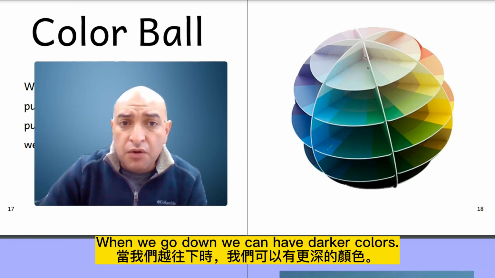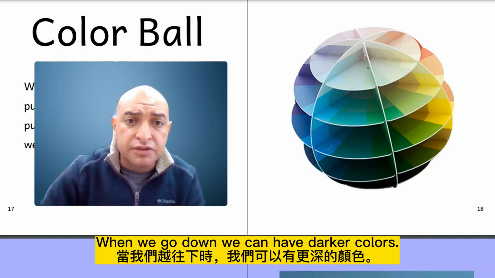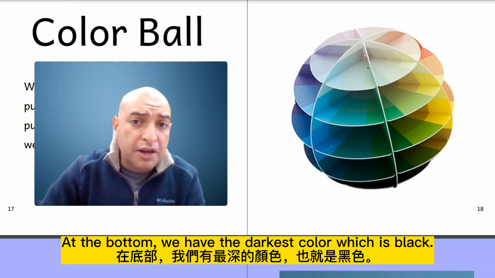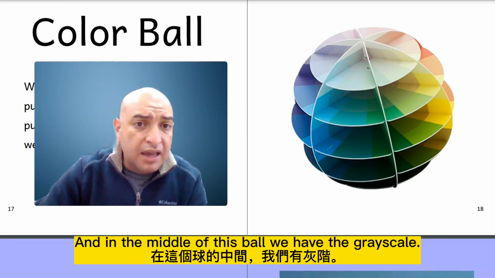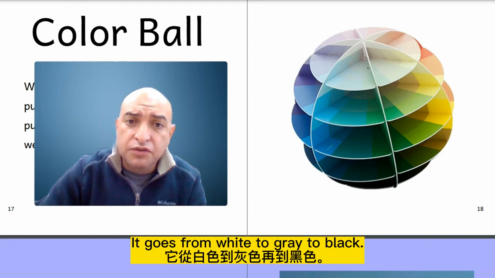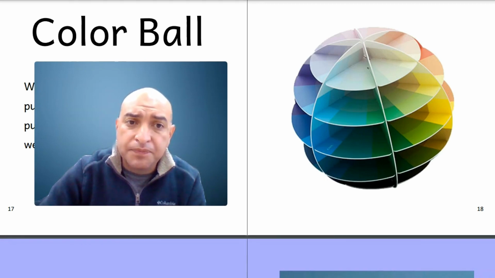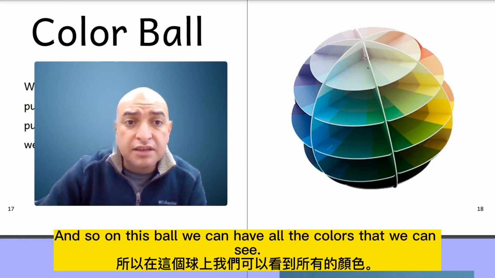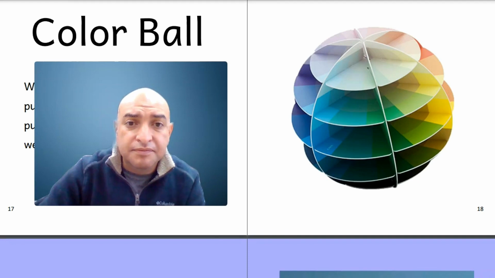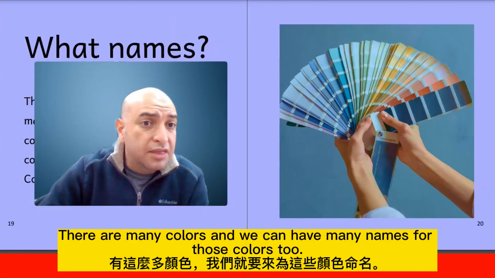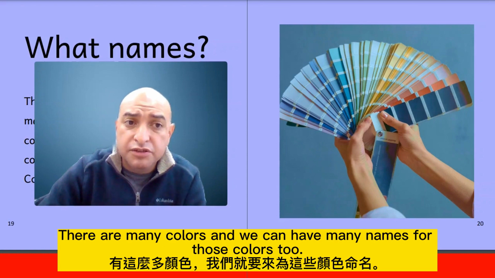When we go down, we can have darker colors. At the bottom, we have the darkest color, which is black. And in the middle of this ball, we have the grayscale. It goes from white to gray to black. And so on this ball, we can have all the colors that we can see. There are many colors, and we can have many names for those colors too.